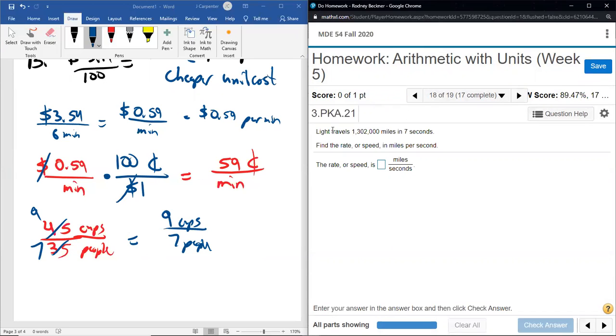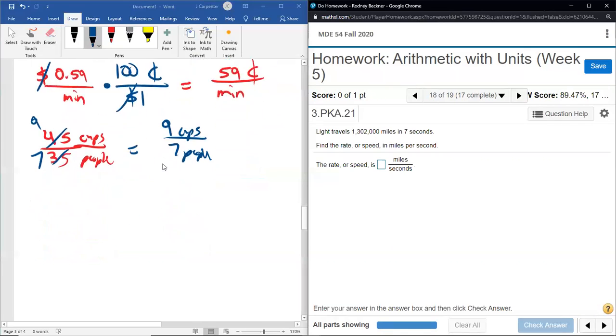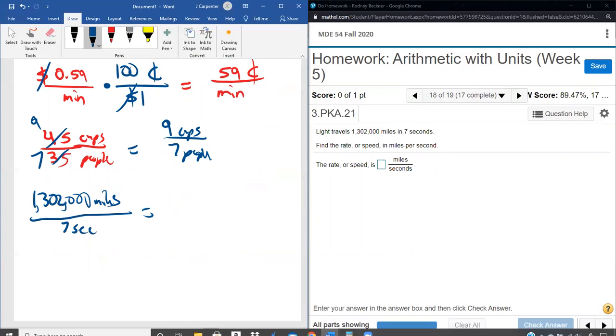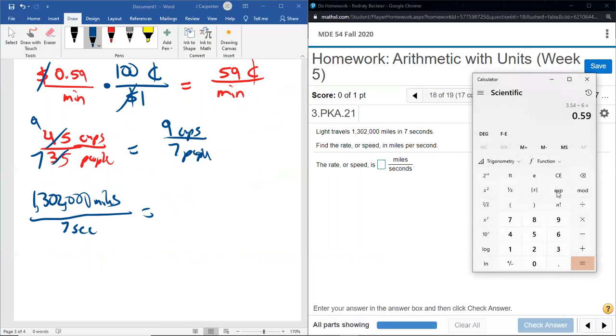Light travels 1,302,000 miles in 7 seconds. Find the rate or speed in miles per second. We are literally about to find light speed right here. So we take the 1,302,000, and that's in miles, and it goes that far over 7 seconds. We're just going to do the division. Doesn't say anything about fractions.